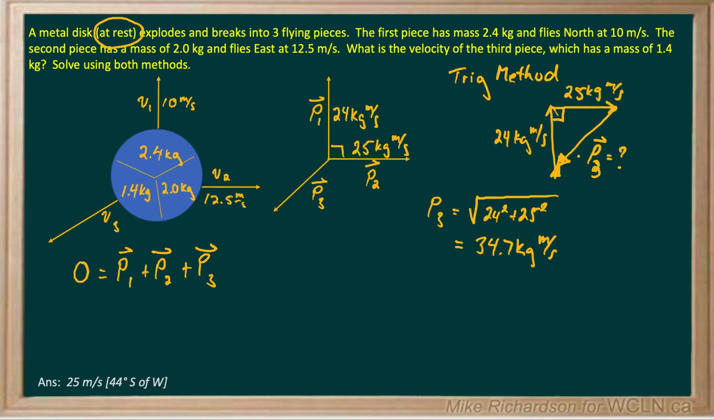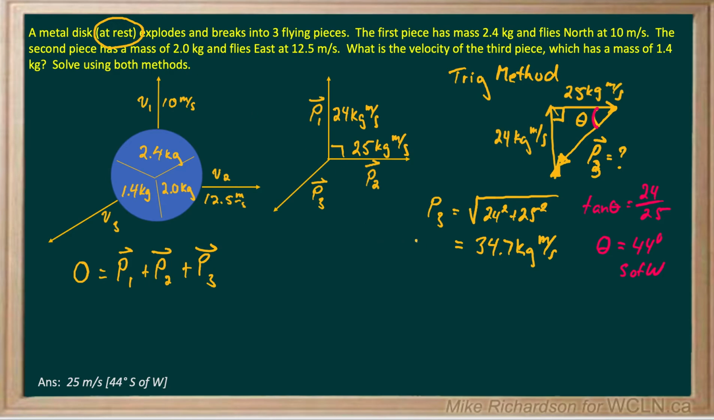If I want to know a direction of P3, this little angle right in here, I can do tan theta. Tan theta is opposite, which is 24, over adjacent, which is 25. And when you solve that for theta by going tan inverse, you get 44 degrees, and you can see that it's south of the west line. So we've got our magnitude of momentum and we've got our direction. Now all we need is the velocity.